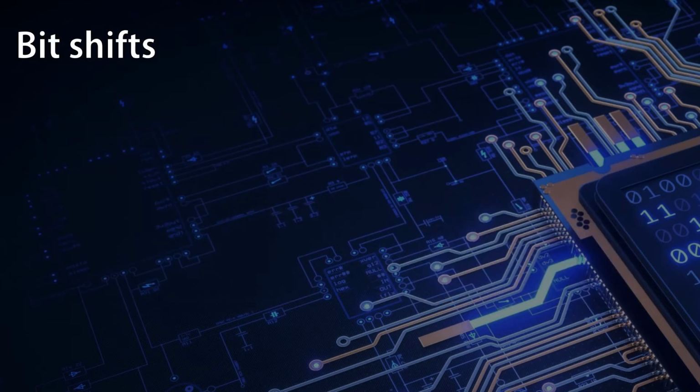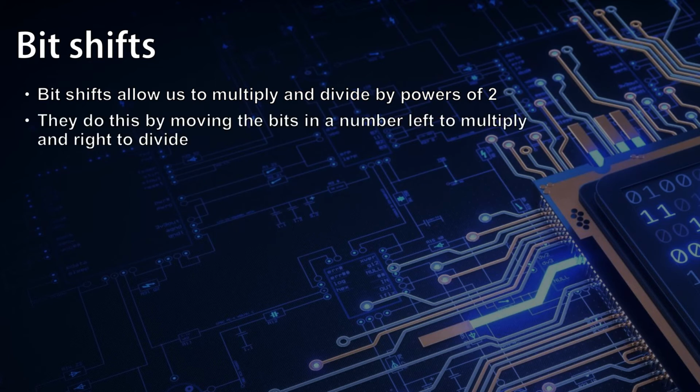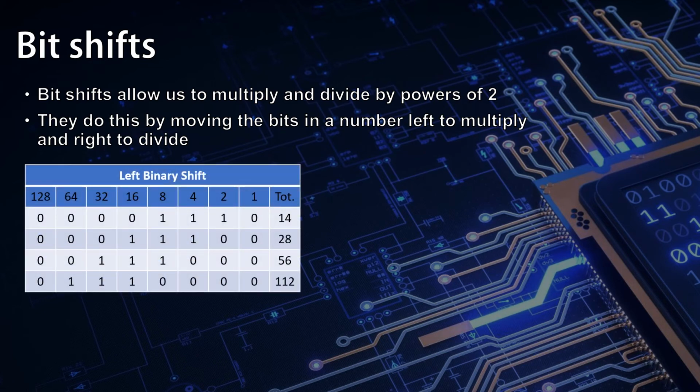The final bit of binary mathematics we're going to talk about are bit shifts. Bit shifts allow us to multiply and divide by powers of 2. They do this by moving the bits in a number to the left to multiply or to the right to divide. As you can see in this example of a left binary shift, each time we shift the bits to the left by 1 place, the number doubles. We simply slide in an extra 0 on the right.